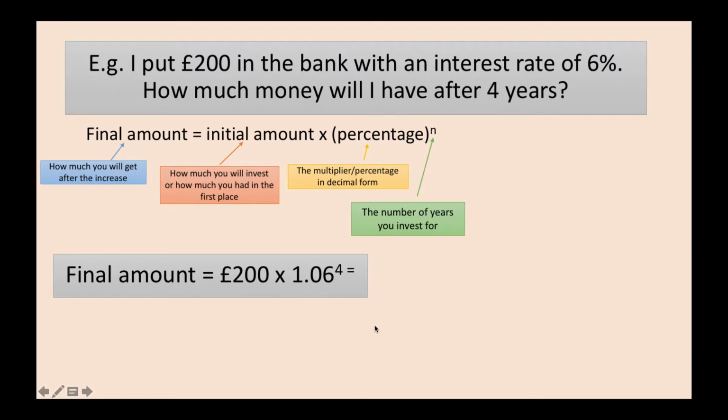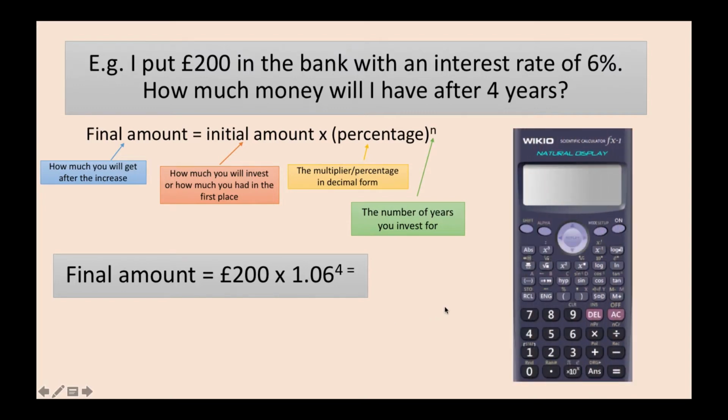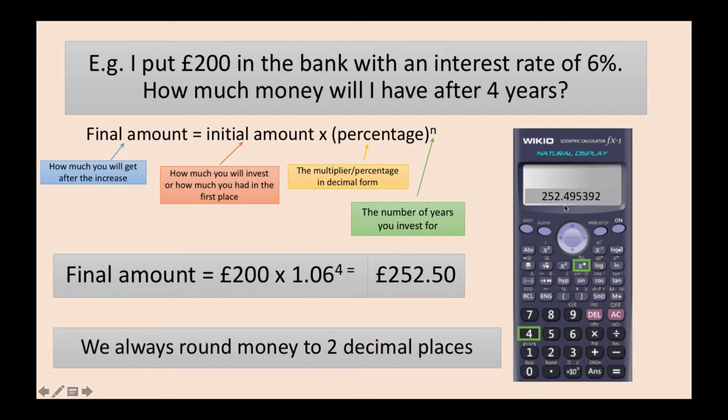So let's have a look at that on a calculator. Okay, so I would put my 200 times 1.06 in, and then I would click this button here, and then I would press 4, and my 4 would appear just there. Then I would press equals, and it would tell me that my final amount over the 4 years is £252.495392. So we always have to round it to 2 decimal places with money. So 49 would be 50 pence.